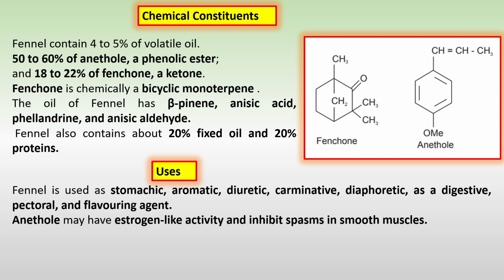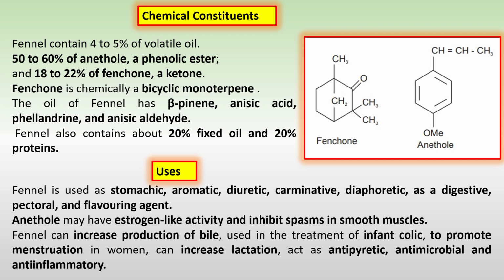Anethole may have estrogen-like activity and inhibit spasms in smooth muscles. Fennel can increase production of bile. It is used in the treatment of infant colic. Children will start crying in their 1 to 2 months. So you can give drops for infant colic pain using this fennel extract. It can even promote menstruation in women.